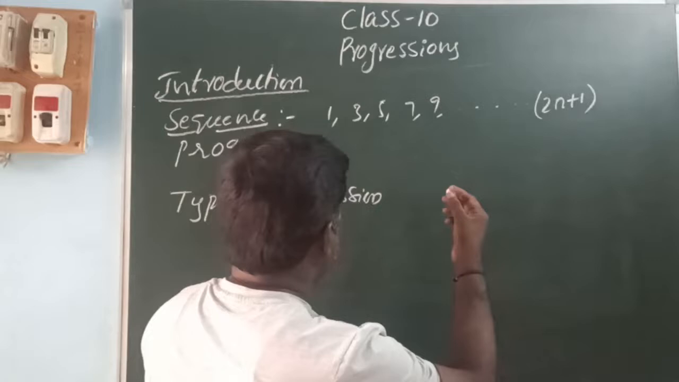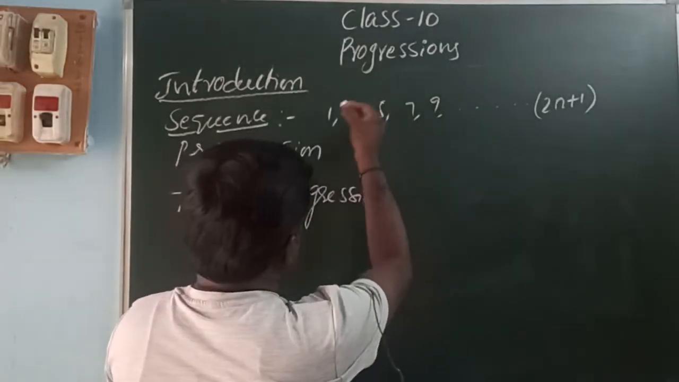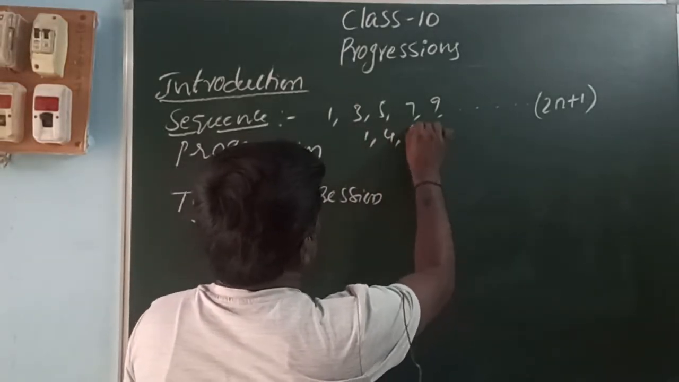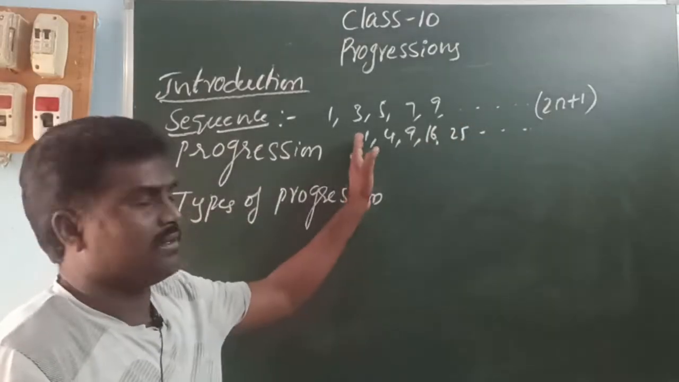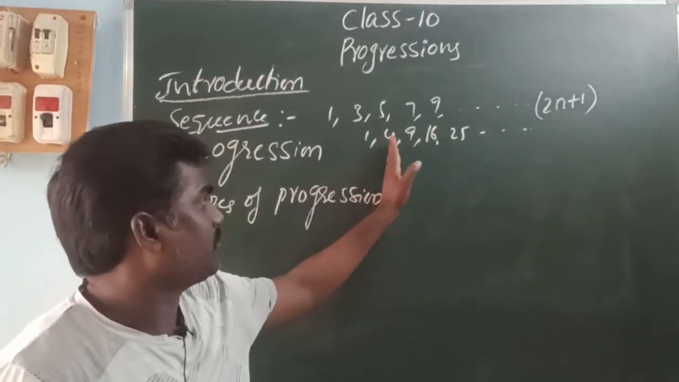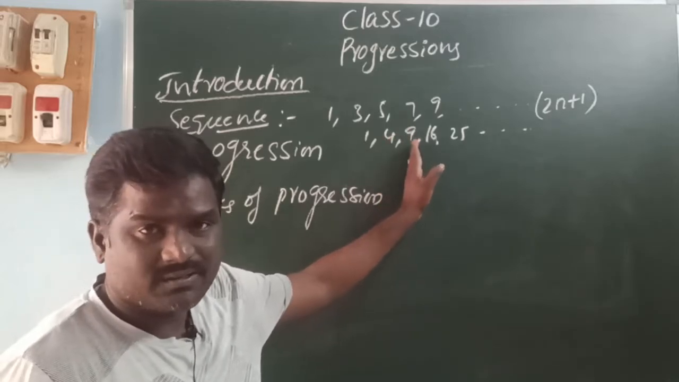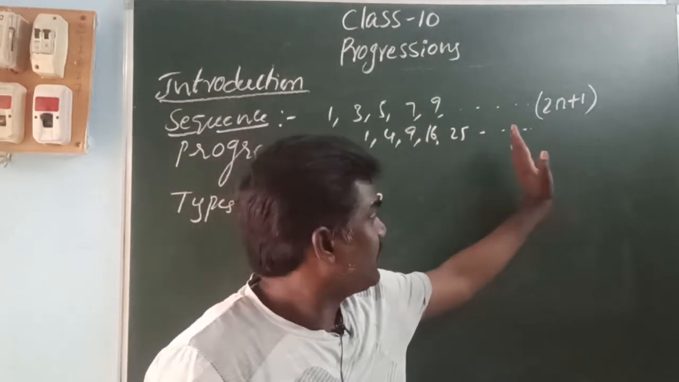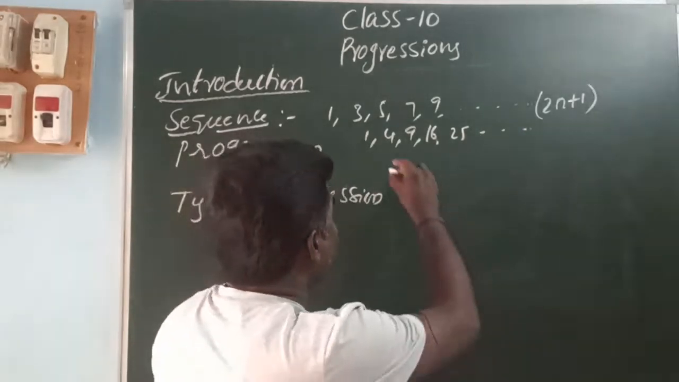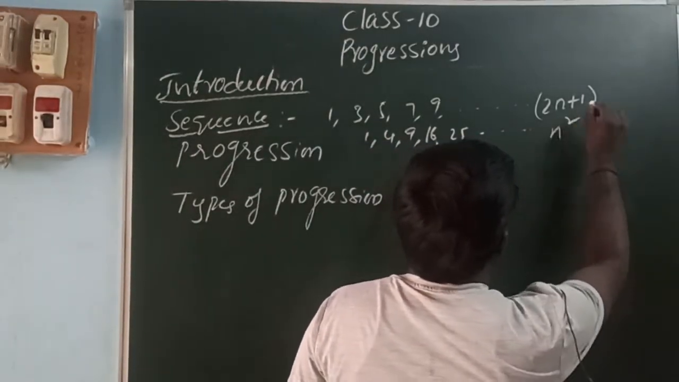Now we can take another way also. Another example: 1 4 9 16 25 and so on. 1 square, 4 is 2 square, 9 is 3 square, 16 is 4 square, 25 is 5 square, 36 is 6 square and so on. That means these numbers follow the rule n square.